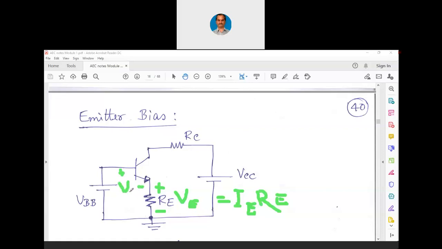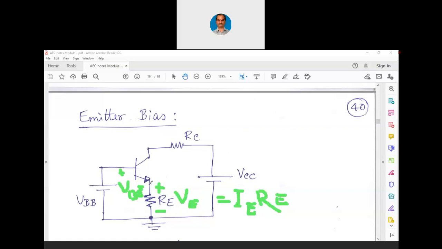Now, the base to emitter junction is forward biased because of the biasing supply. Now, if the voltage here increases, this is P, this is N. Base is P and emitter is N. Now, at the N, instead of ground, we have connected RE. Across RE, there is now VE. Now, this VE will reverse bias the PN junction.